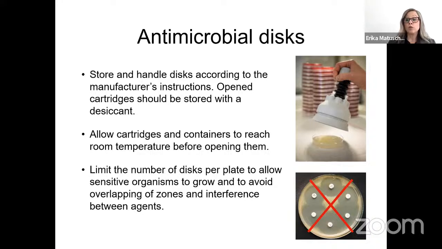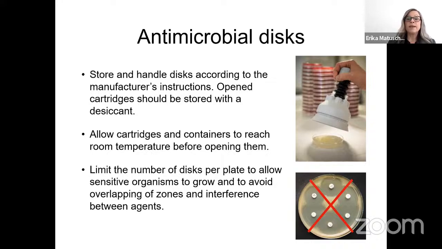And it is also very important, if you take antimicrobial discs or cartridges from the fridge or maybe the freezer, that they always reach room temperature before they are opened. And that's the same reason. If the discs are cold and the air is warm, the discs will absorb humidity from the air.